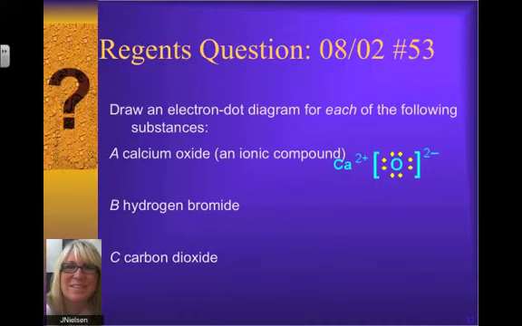Hydrogen wants to give up 1, and bromine wants to gain 1. But they're 2 nonmetals, so they're only sharing. That means no brackets, no charge. Carbon dioxide is the special one. I told you there's a double bond in between the C and the O in order for each oxygen to have 8 and the carbon to have 8.